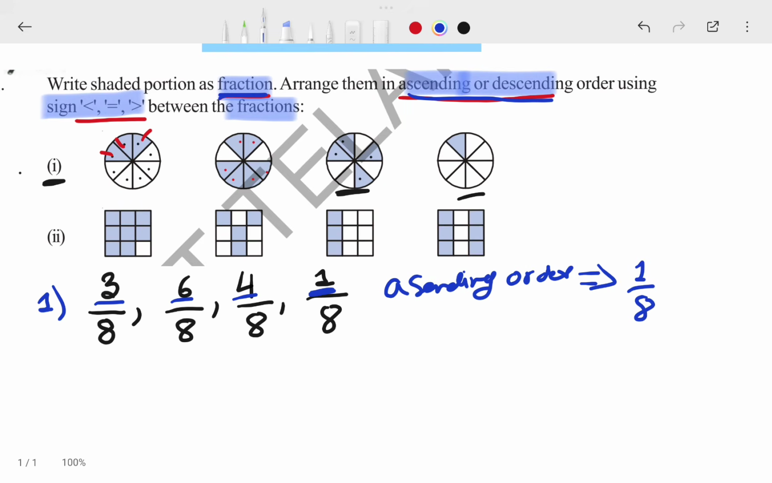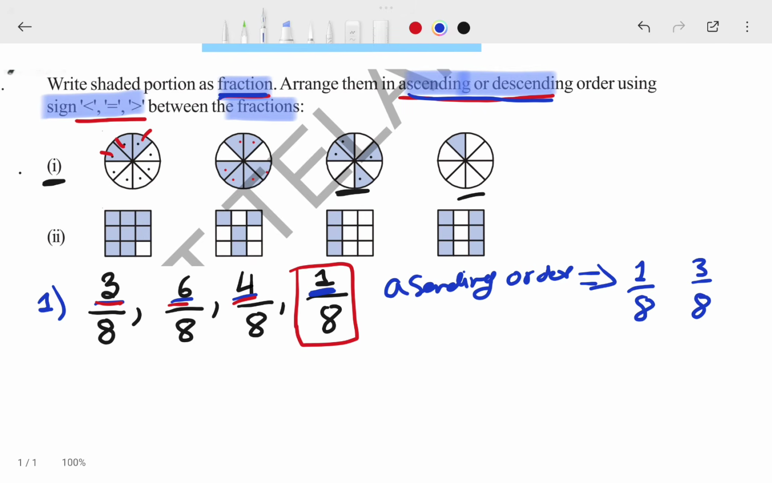Okay, the first one is completed. Now this number is totally over. After that, among 3, 6 and 4, which is smaller? Of course 3 is smaller. So now our answer is 3 by 8. Write it like that, 3 by 8.